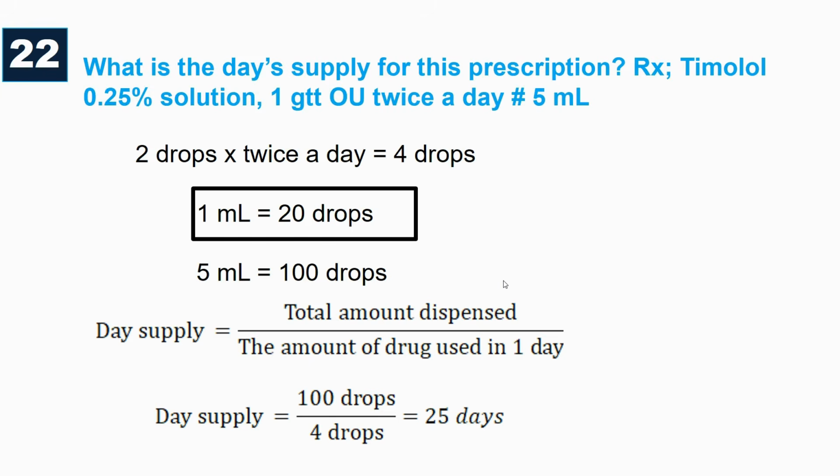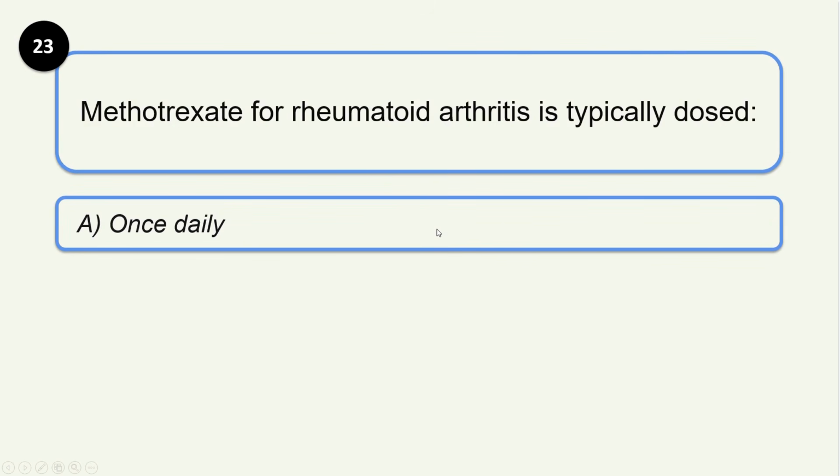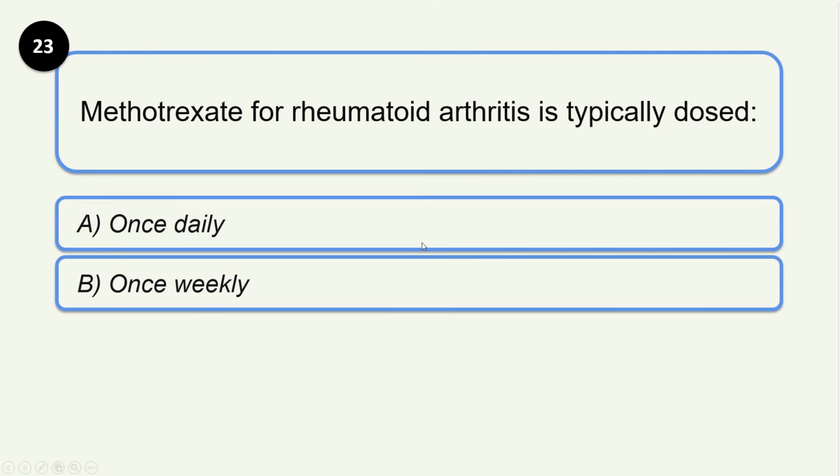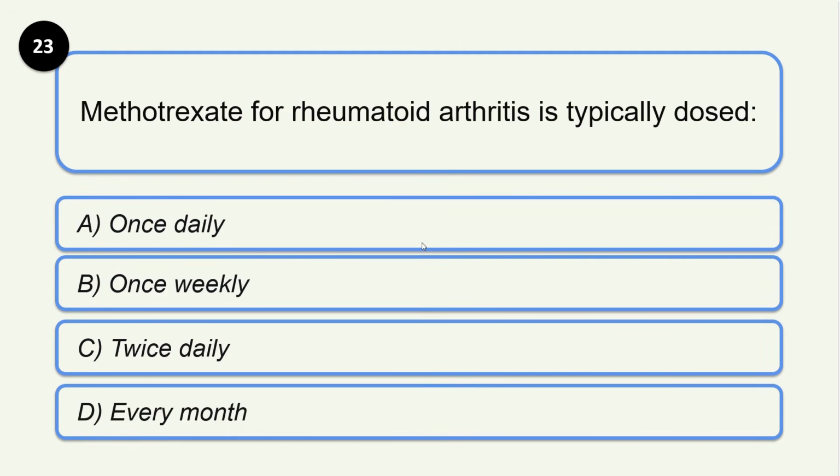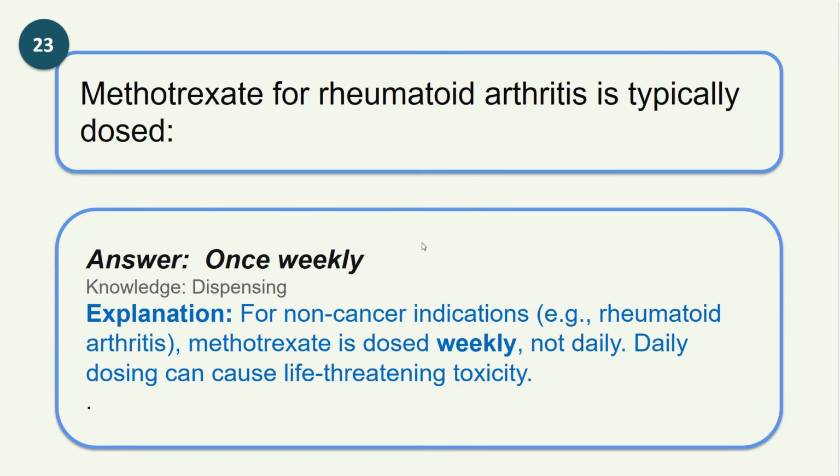Next, methotrexate. Methotrexate for rheumatoid arthritis is typically dosed: A. once daily, B. once weekly, C. twice daily, and D. every month. The correct answer is once weekly. So methotrexate for non-cancer indications such as rheumatoid arthritis is always dosed once a week.